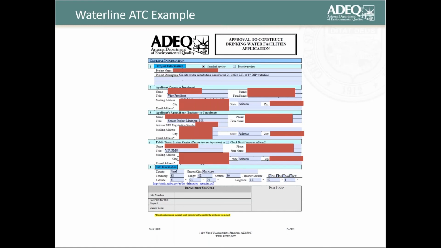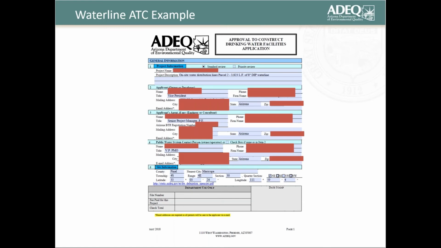And then we also look for sections 2, 3, and 4 to be completely filled out. So the applicant, which might be the public water system or some kind of developer for a subdivision. We look for the name, the phone number, the firm to be filled out, the title, a vice president here in this situation, the mailing address in case we need to mail anything out, and most importantly, that email address.